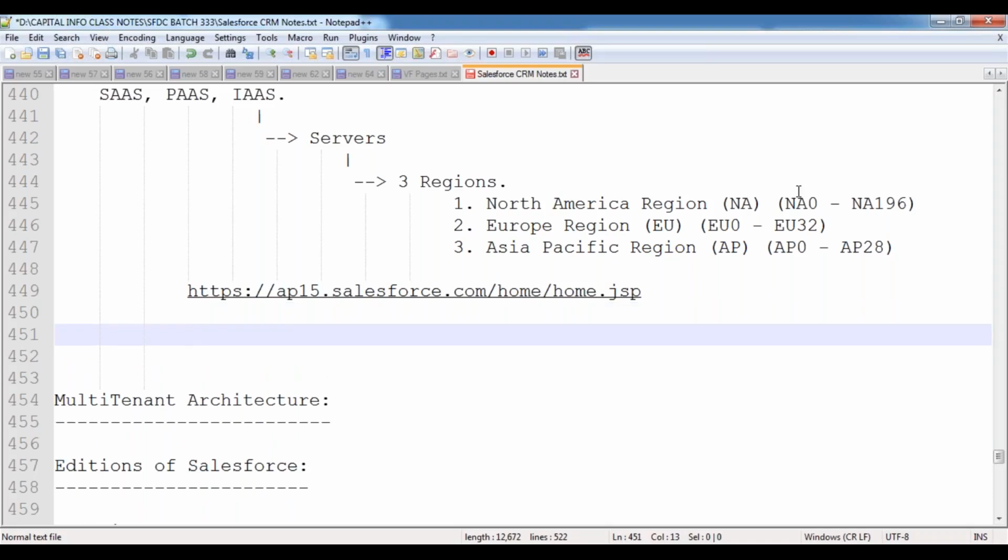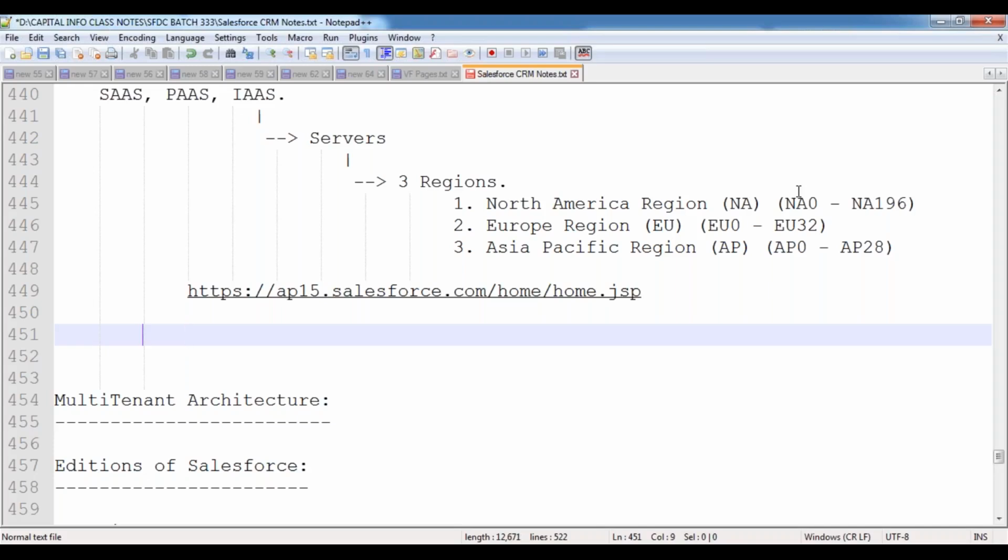If there is an issue, say today I'm trying to access the application, but I'm unable to access my application. There is some issue, but I don't know whether the problem is because of my local system or because of the Salesforce server. How do we know what the problem is? Why am I unable to access my application? How can we cross-check that? How can we troubleshoot it?